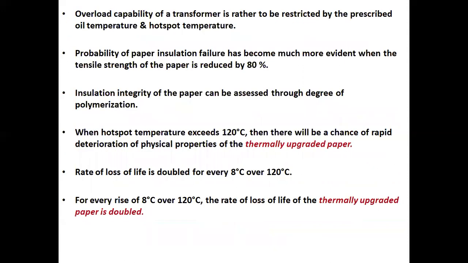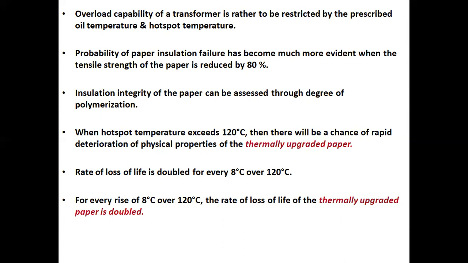Overload capability of a transformer is rather to be restricted by the prescribed oil temperature and hotspot temperature. And that is the reason these two are very important. Probability of paper insulation failure becomes much more evident when the tensile strength of the paper is reduced by 80%. Insulation integrity of the paper can be assessed through degree of polymerization.